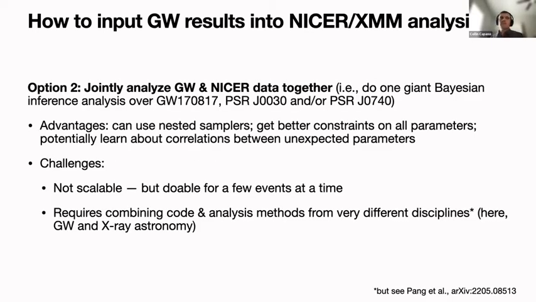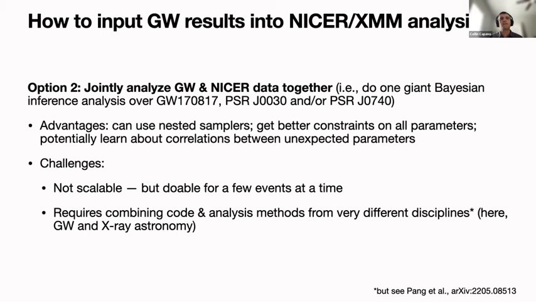Another option is you just jointly analyze the gravitational wave and NICER data together. What I mean by this is, instead of doing your separate Bayesian inference analyses, your separate parameter estimation analyses of the two events, say GW170817 and one of the pulsars separately, you do one Bayesian inference analysis where you analyze both of these together. So instead of say 15 parameters in your parameter space, you now have 30, because you've essentially doubled the number of parameters from both.